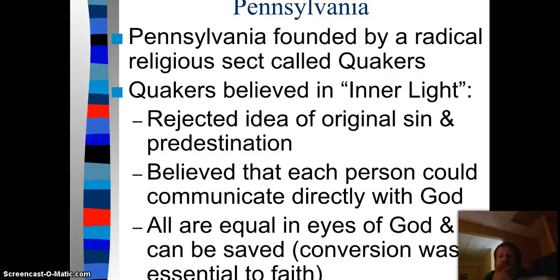Pennsylvania was founded by a very radical sect called the Quakers. The Quakers were very different from the Anglican Church. They rejected the whole idea of predestination and original sin, and said that all persons are equal in the eyes of God, which was really not normal at this time in Europe. They also had men and women worship together. It was crazy, okay?